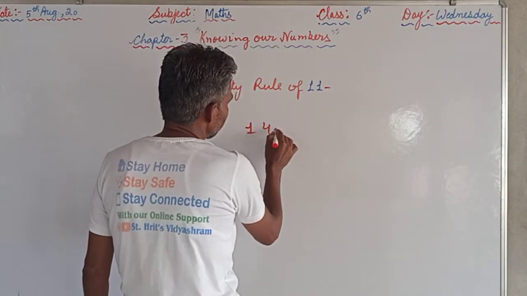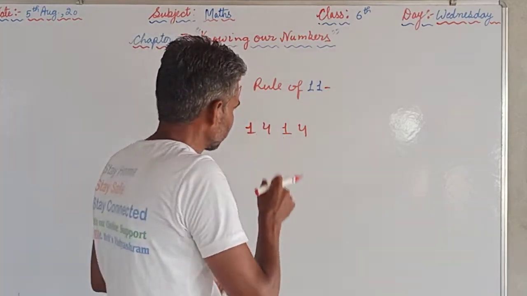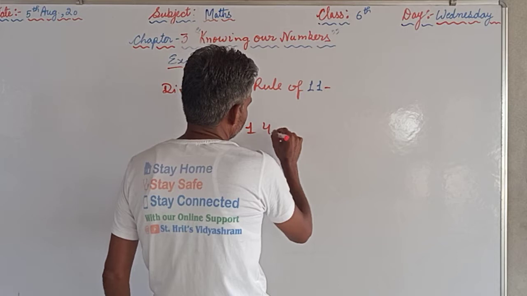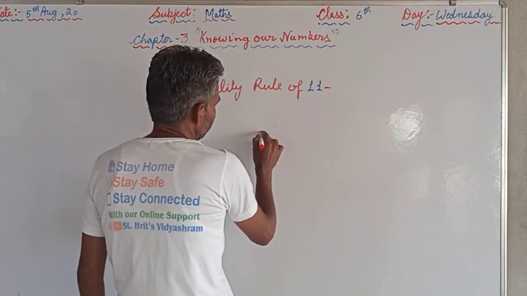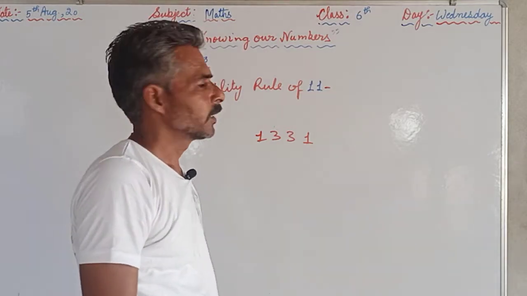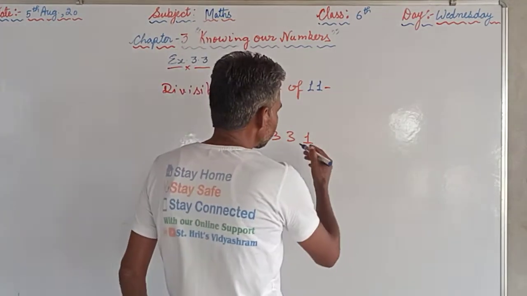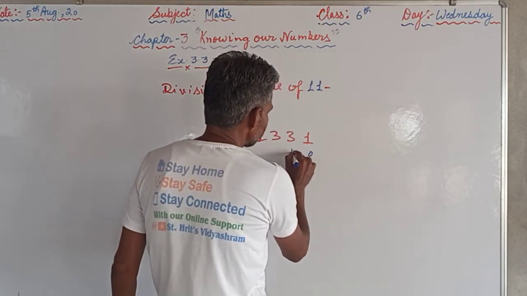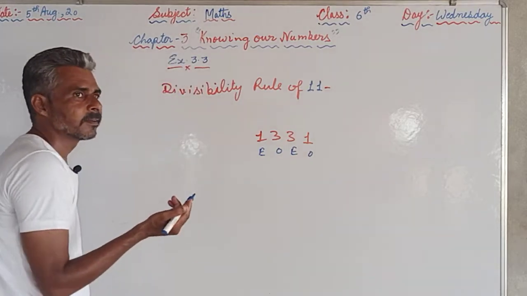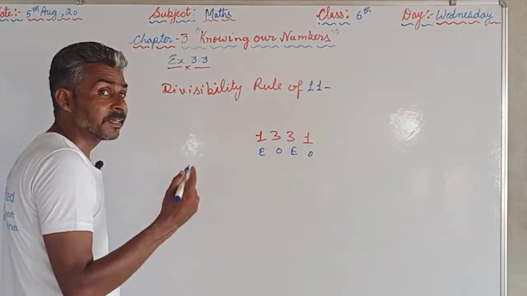Suppose 1 4 1 4, or 1 4 1 3 3 1. Suppose this is the number. So what we will do, we will start from the right hand side: first odd place, even place, odd place, even place. So we will add the digits at the odd places and even places separately.